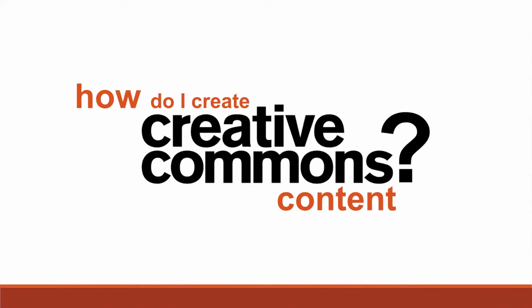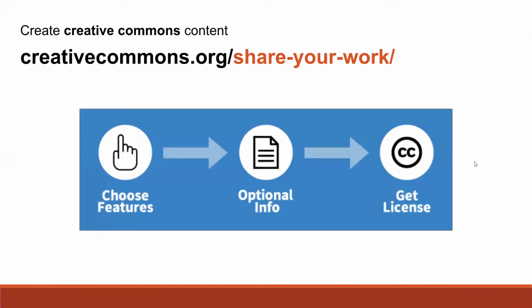Okay, you're very welcome. Okay, back to using Creative Commons licenses for your own work. So the Creative Commons website does spell out the process on the Share Your Work page, which I've linked here. And basically you choose features, learn about some optional information, and then get your license. But before you commit, you need to understand how these licenses work.